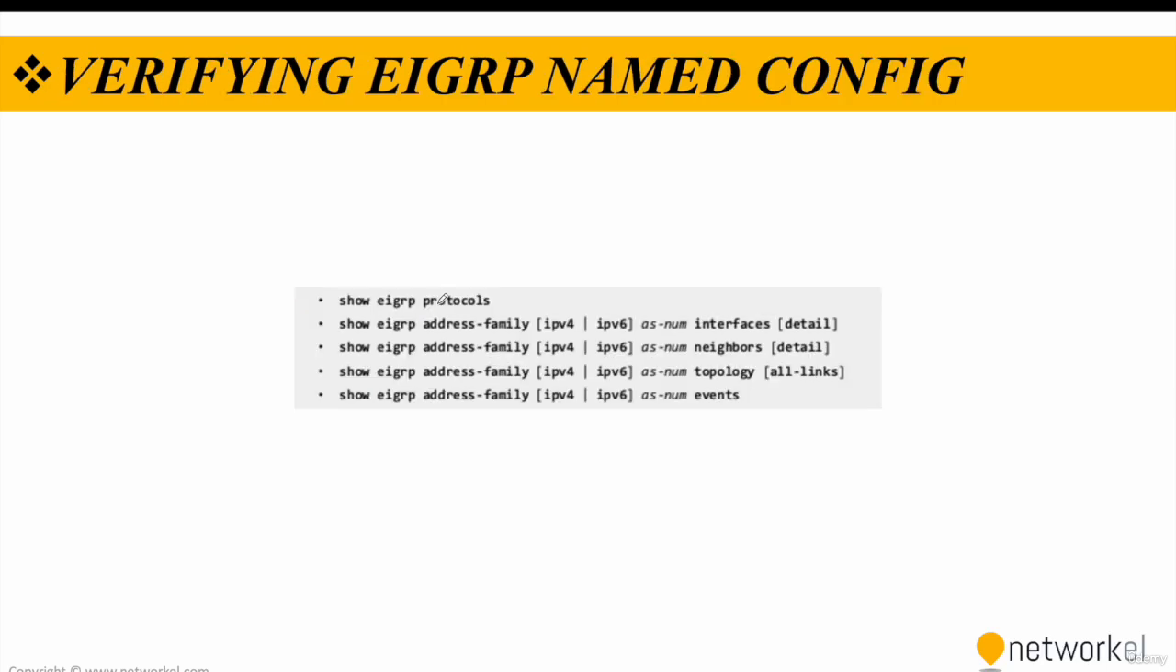So how can I verify the EIGRP named mode configuration? I have pretty much these commands as you are seeing on the screen. Show EIGRP protocols, show EIGRP address family, IPv4 or IPv6, AS number, interfaces, neighbors, topology, and the events.